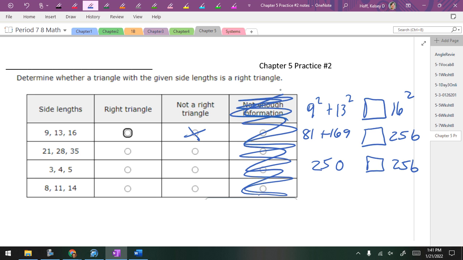Okay. Now, do you want to do the last three, or do you get the idea of what you're doing there? I think you're good, right? Okay, good call.